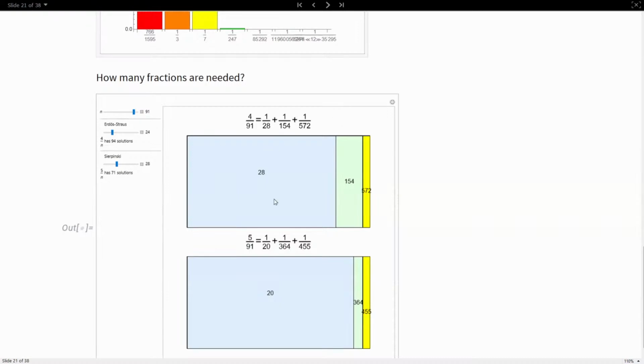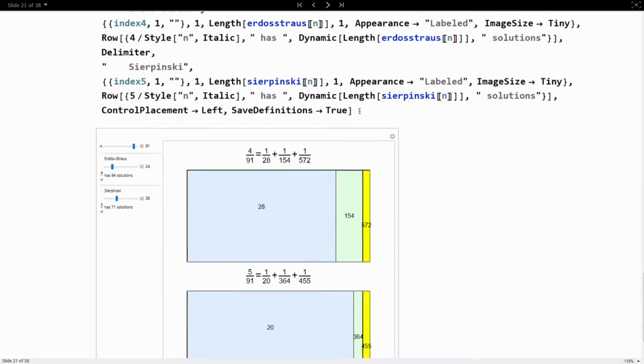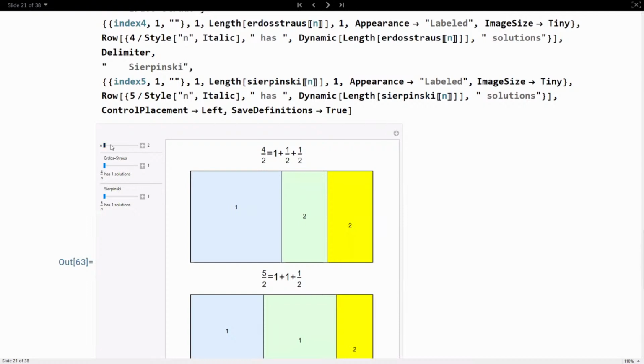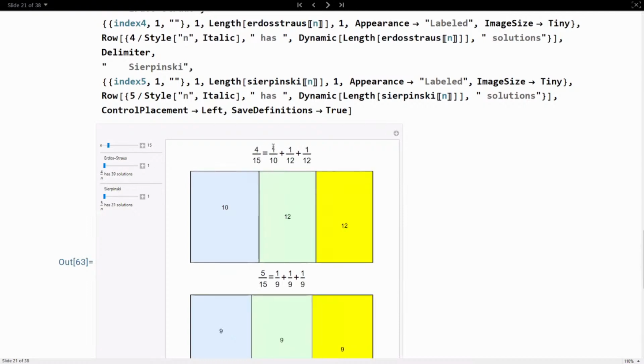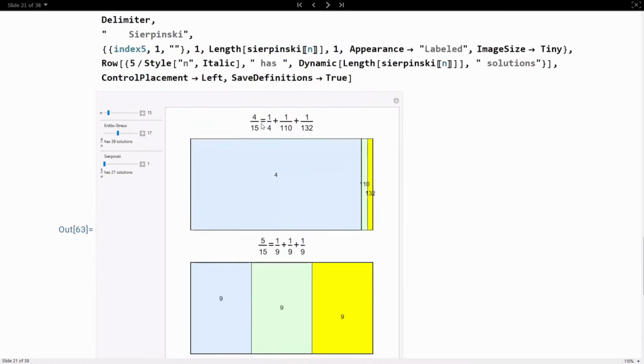One open question is how many fractions are needed? Can you always represent 4 over n with just 3 fractions? Let's see if this actually works. Okay. So here's 4/15, and it turns out there's 39 solutions. And here's 5/15 or 1/3. Let's find a prime number here.